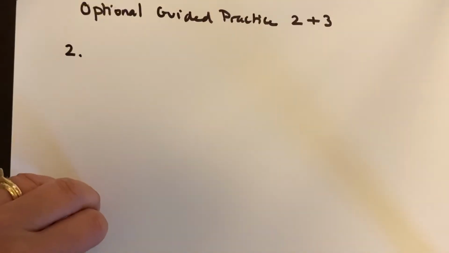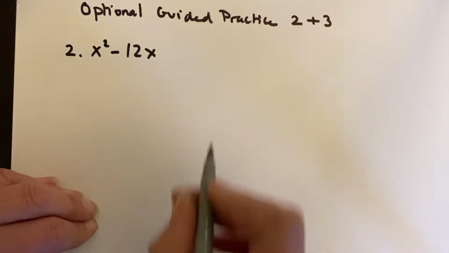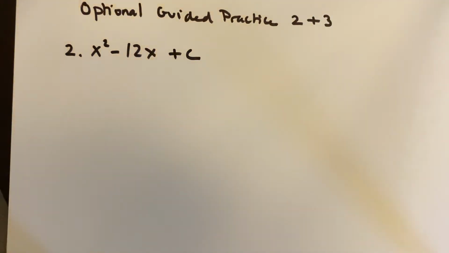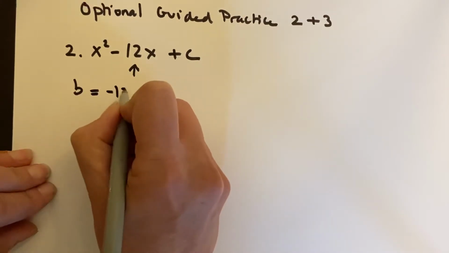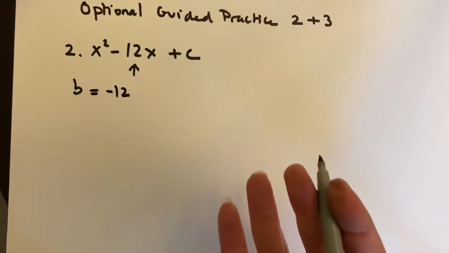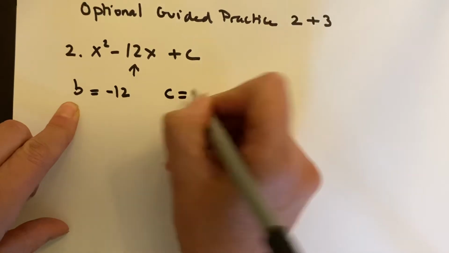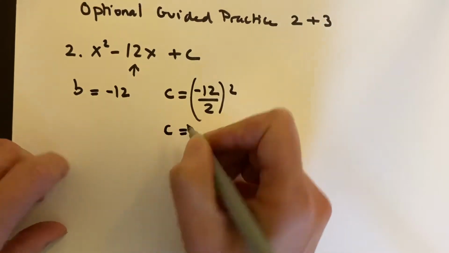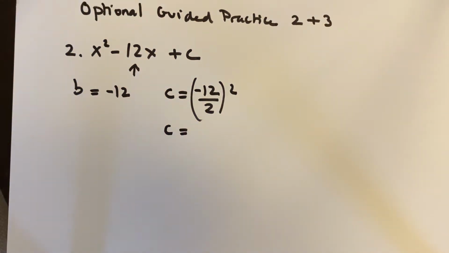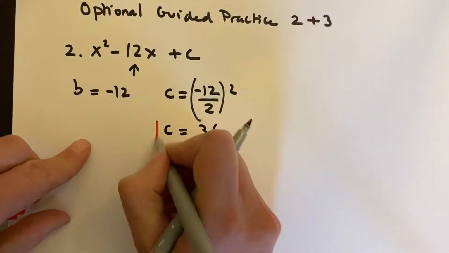Number 2 says x squared minus 12x plus c. Okay, we now know our goal is to find c. Well, here's b. b equals negative 12. And again, the goal is I need to make my perfect square trinomial. So if b is negative 12, I know c is going to be negative 12 divided by 2 squared. So c is going to be negative 6 squared, which is going to give me 36. So that's the first part of my answer.